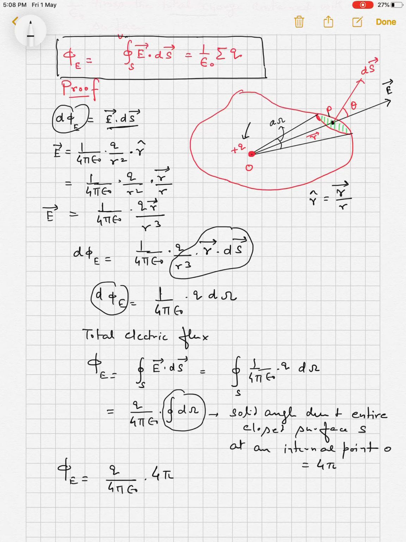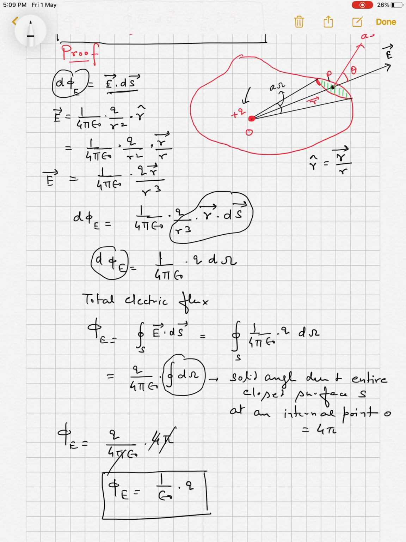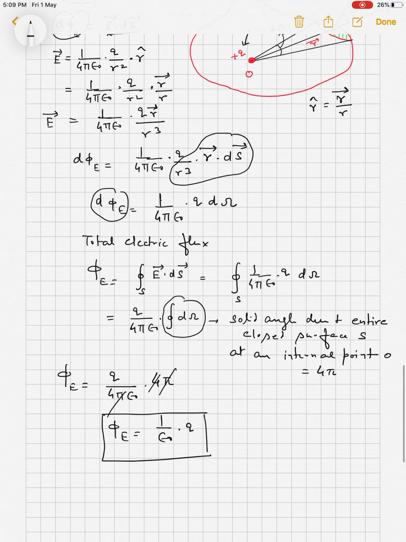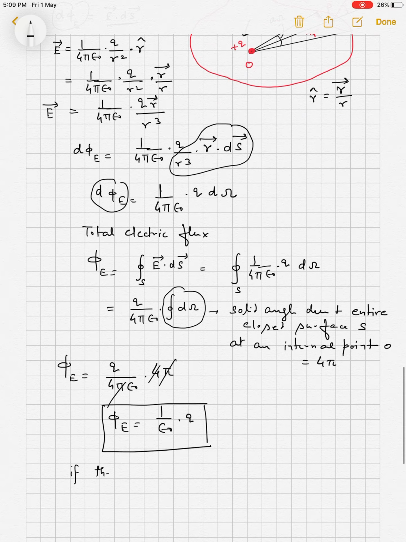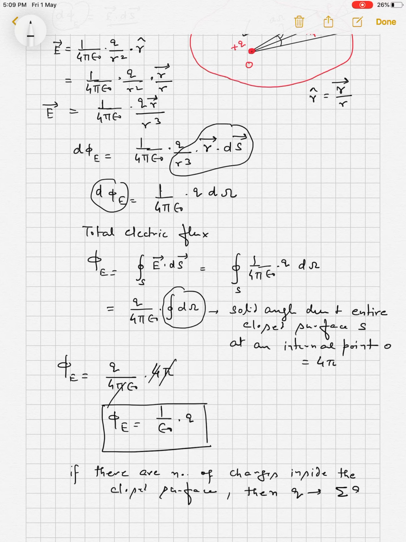If there are several charges inside the closed surface, then we will take the algebraic sum of all the charges. If there are a number of charges inside the closed surface, then q will be equal to sigma q, that is the algebraic sum of all the charges.